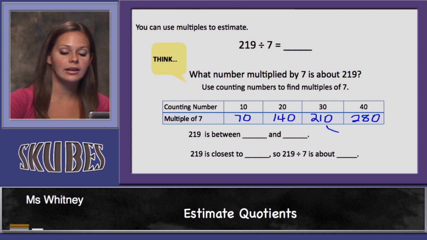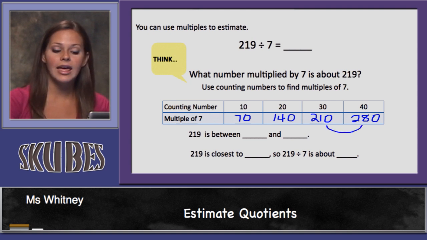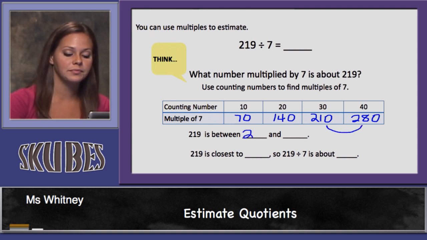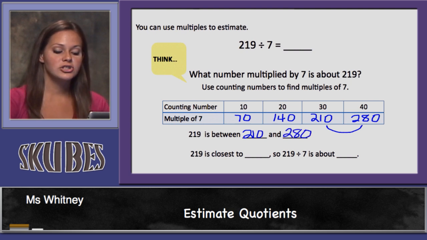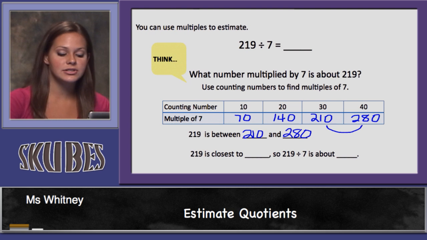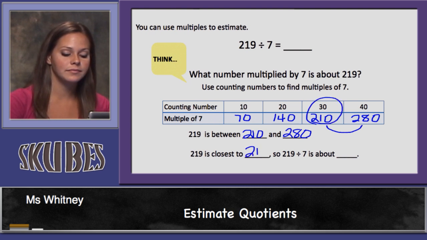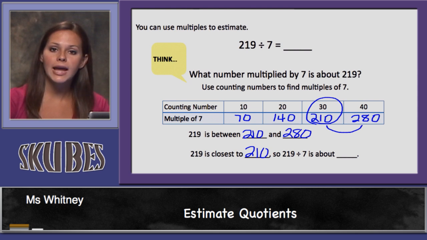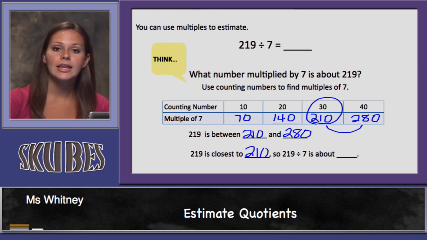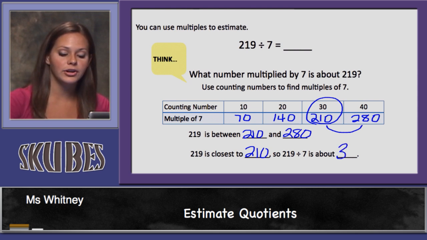219 falls between 210 and 280. 219 is closest to 210. So 219 divided by 7 is about 30.